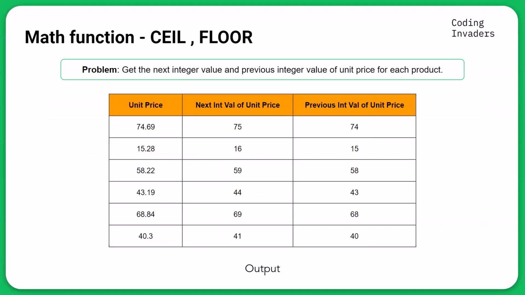We need to only refer to the unit price column. And according to the question, what do we need? We need the next and the previous integer values of the unit price. So for example, in the first row, we have the unit price as 74.69. So the next int value is 75. And the previous int value of 74.69 is 74. Similarly, for 15.28, the next int value is 16 and the previous is 15. Good. Now let's go to Metabase and try to write the query for this.